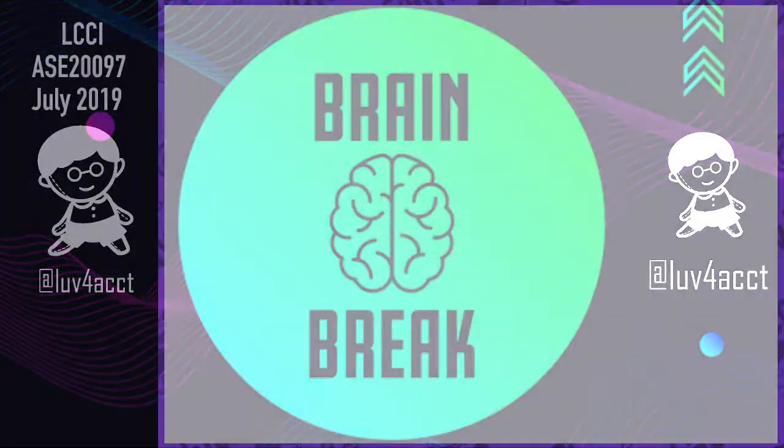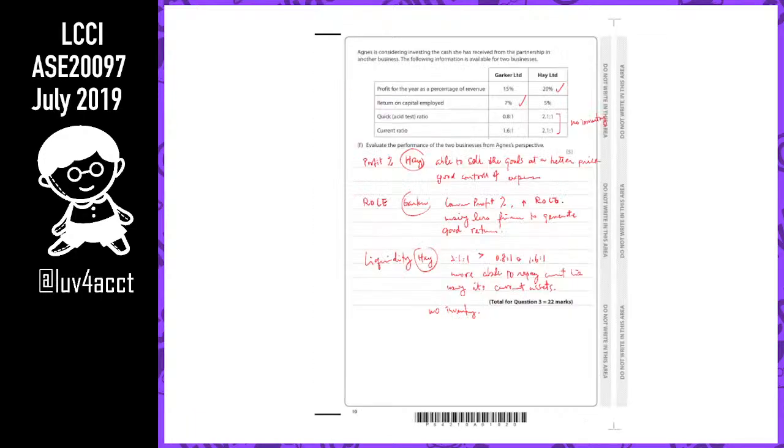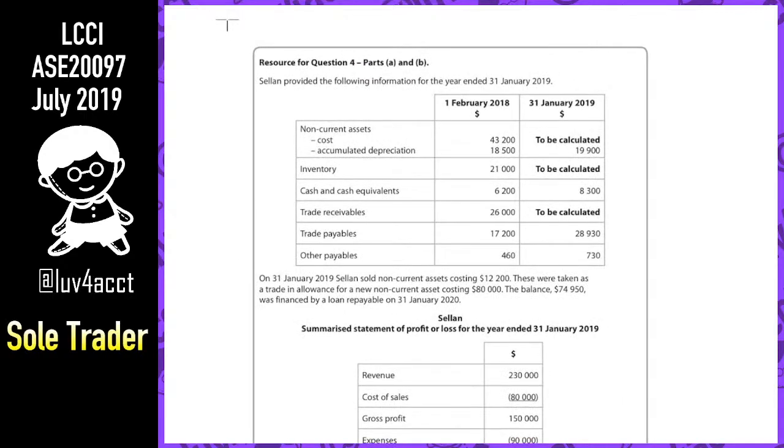Okay, let's continue. So, let us go back to question 4. Question 4 is single entry and sole trader. I would classify it as sole trader. Sealant provide the following information: opening and closing balance for non-current asset, inventory, cash and cash equivalent, trade receivable, payables, other payables.